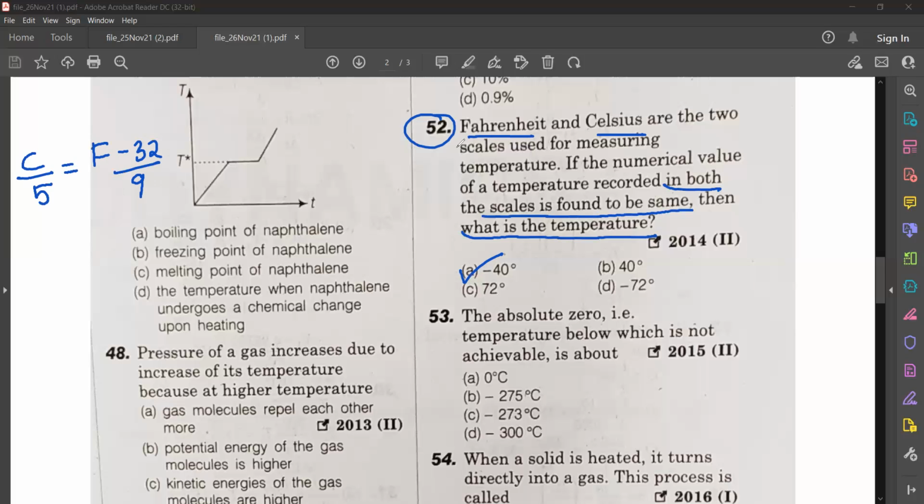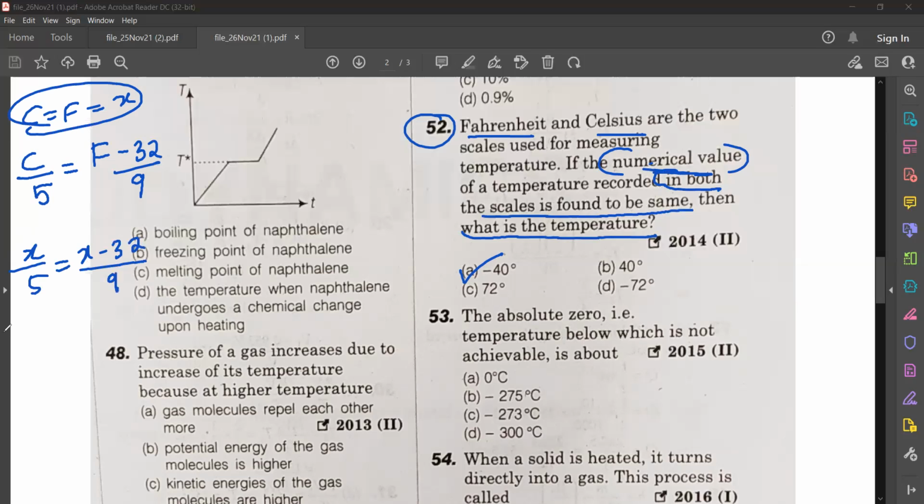Now listen, they are saying that the numerical value of both the Celsius and Fahrenheit temperature is the same. So just like I am putting C equal to F equal to X. They are saying the same value. So X by 5 is equal to X minus 32 by 9.